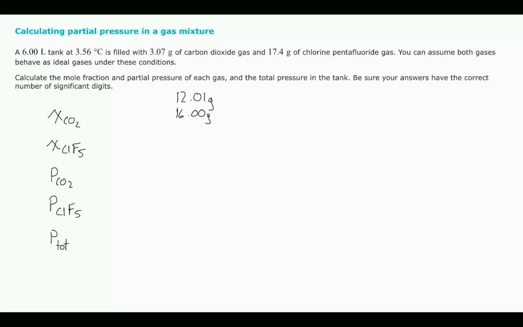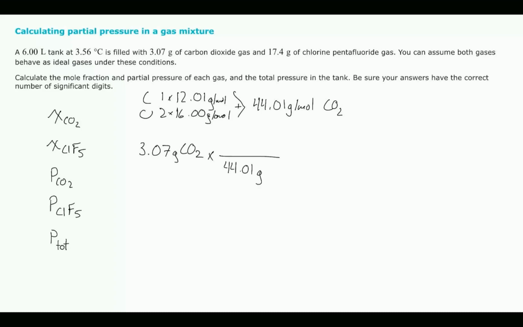16.00. CO, there's 1 and 2. 44.01 grams per mole. So if I want to know how many moles of carbon dioxide I have, that's 3.07 grams of carbon dioxide. How do I get moles from grams? Divide by the molar mass, because grams then ends up on the bottom, 1 mole on top.